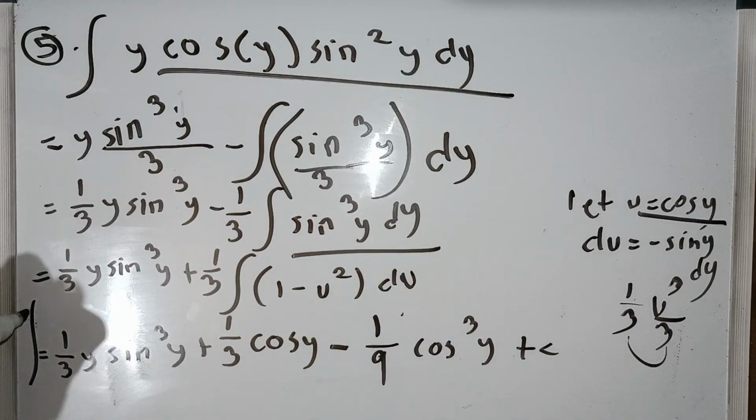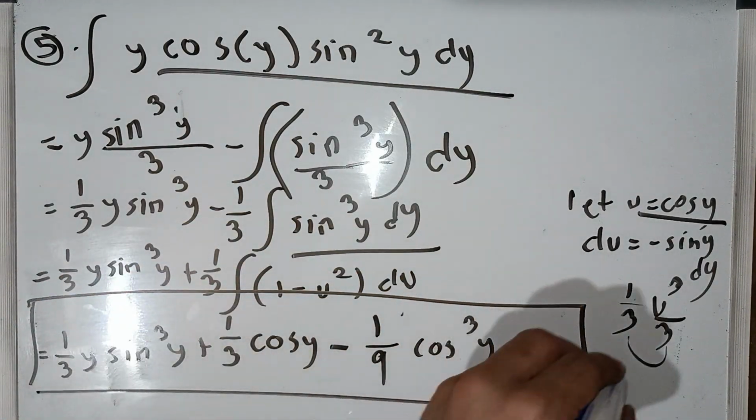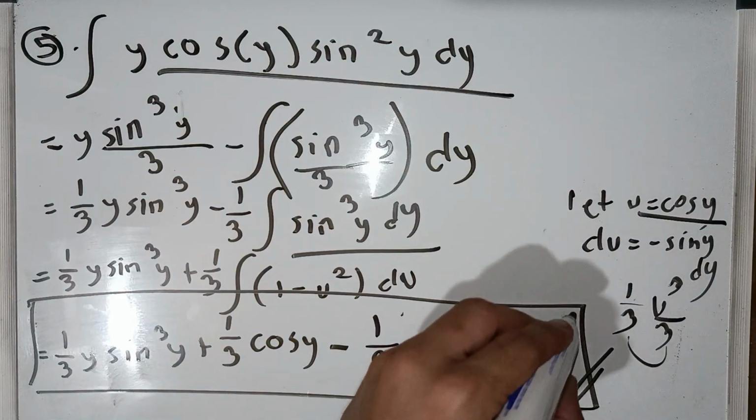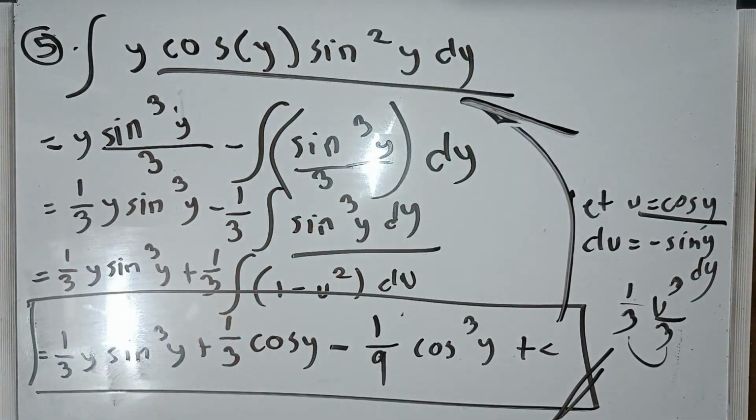So this is now the integral that we get from our given problem, the integral of y cosine y sine square y dy.